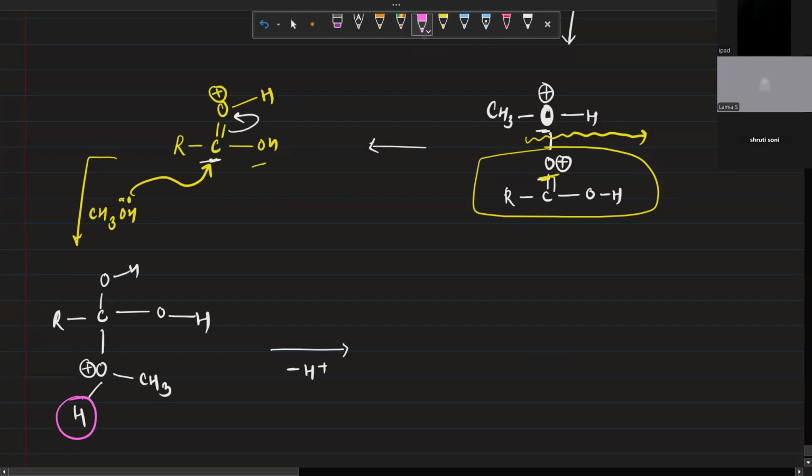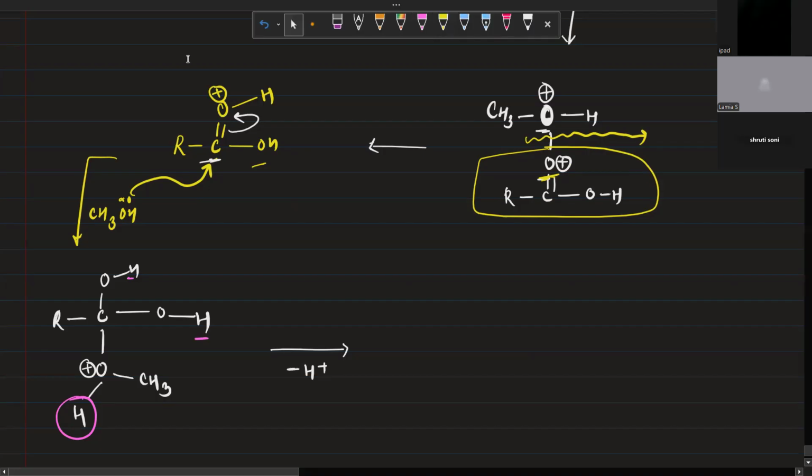Why only this hydrogen? Why not these two? Those are not removed. Is it because, let's see. Sorry, I'm trying to think. You can think.